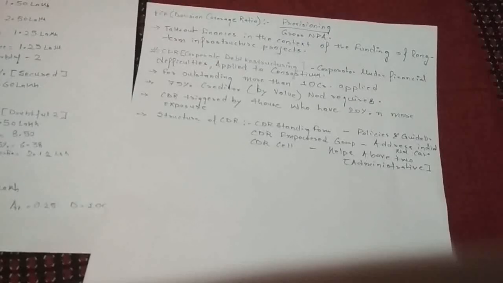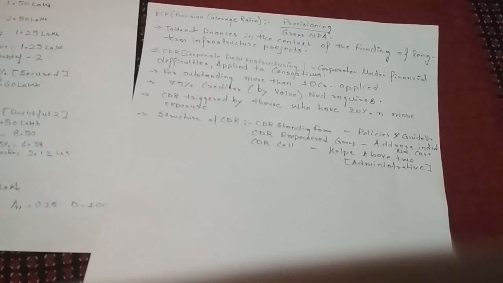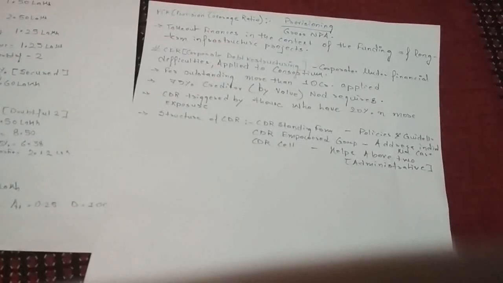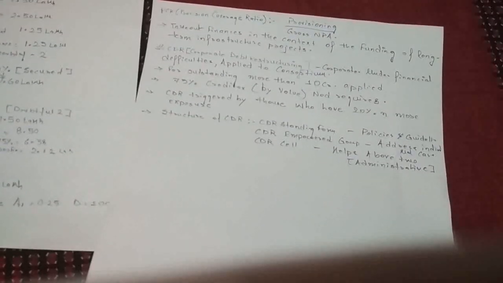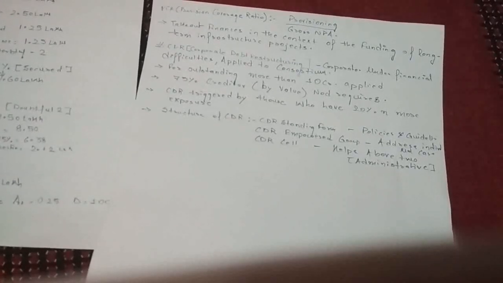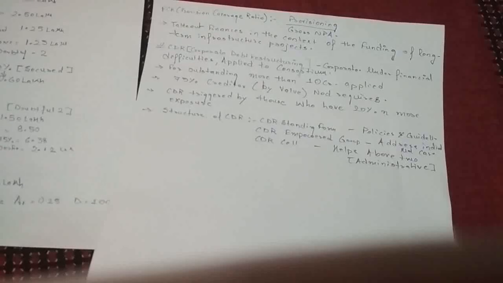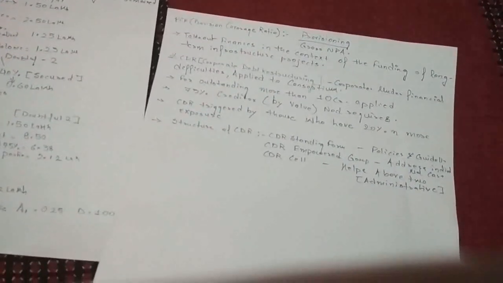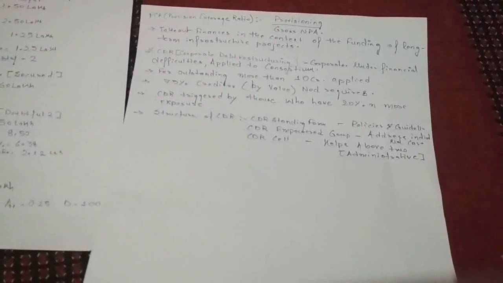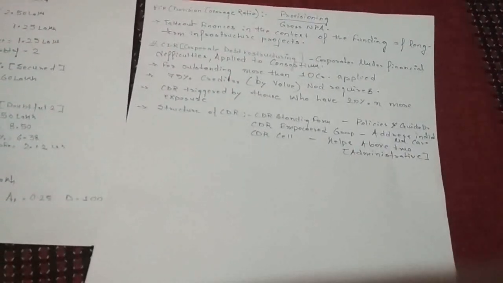Now, the structure of the CDR is divided into the CDR Standing Forum, the CDR Empowered Group and the CDR Cell. What is its function? The CDR Standing Forum is for making policies and guidelines. The CDR Empowered Group addresses individual cases, like let's say some cases have come to the CDR. Now this CDR will form a committee, a group of people, and they will be assigned the task to frame everything and give it to the standing forum or the cell or the CDR main body. Then they can proceed with the CDR mechanism. Now what is the CDR Cell? The CDR Cell helps the above two; administrative work is done by the CDR Cell.